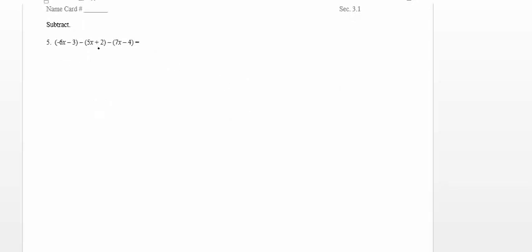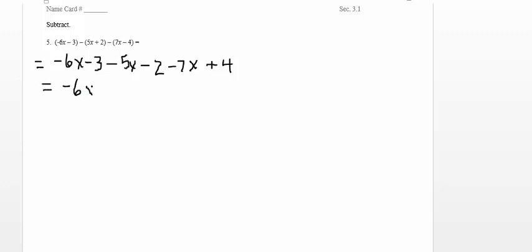One last subtraction. I drop the grouping on the first polynomial. I change the sign of every term in the second polynomial and add it. Change the sign of every term in the third polynomial and add. And notice how I'm now regrouping so that like terms are together.